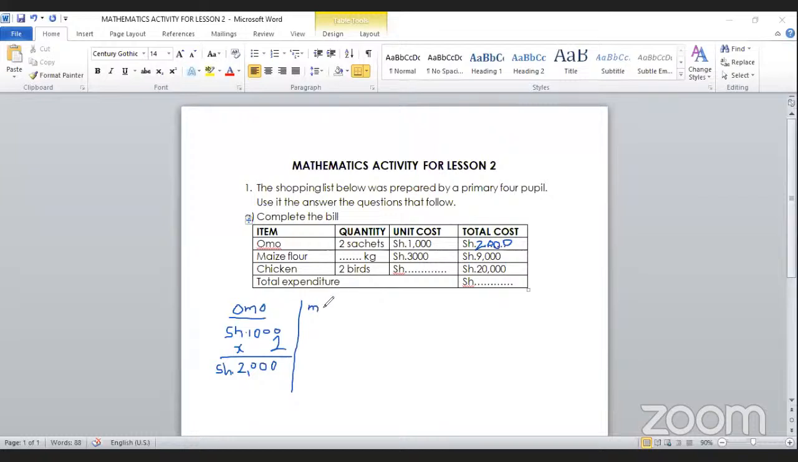So maize flour, we need the unit cost. If you need the unit cost, how do you get it? Maize flour. Let me write here, maize flour. Okay, so how do we find the unit cost? Yes, Colin? Darlene, how do we find the unit cost?